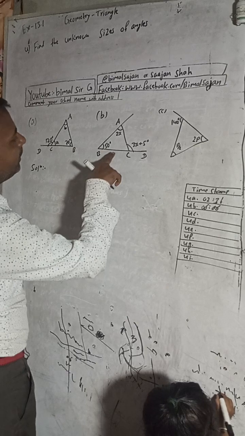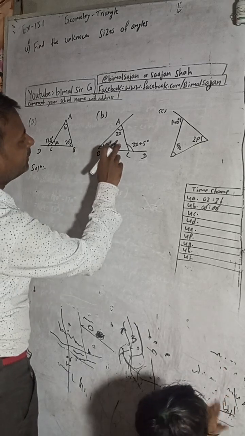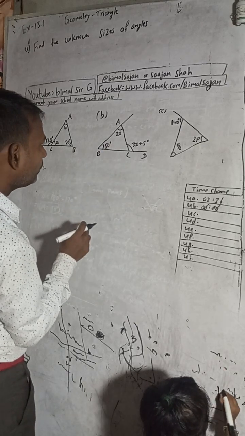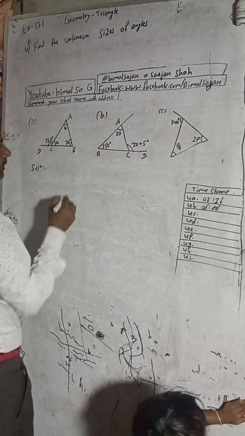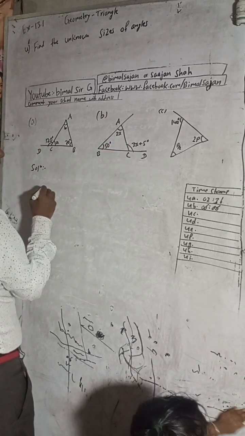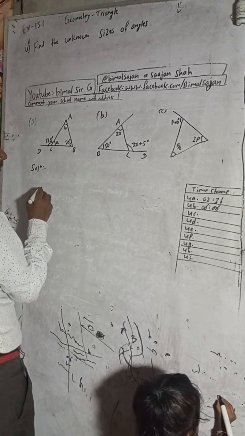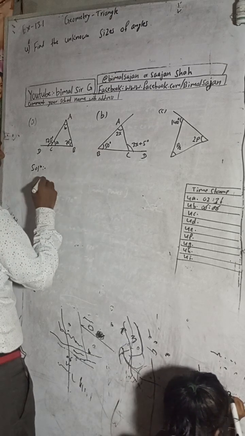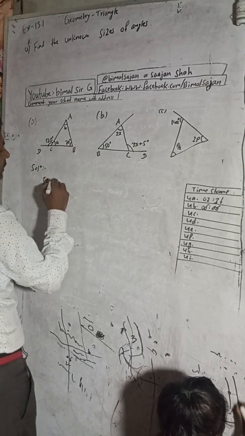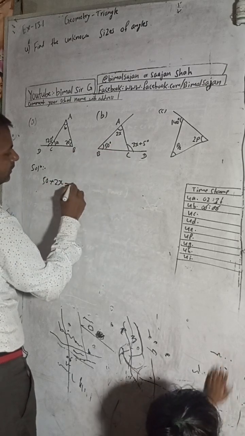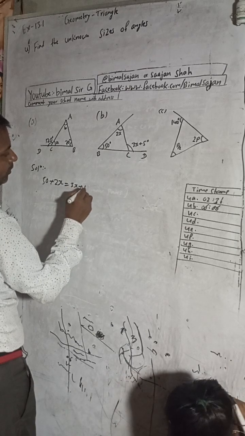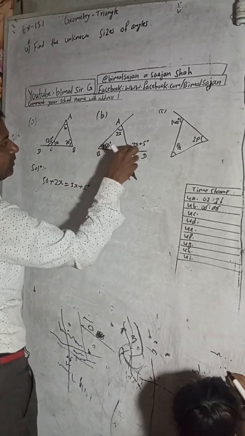Now nothing is given here. So what we can write here is this angle plus this angle, and this angle we can directly write: this 50 degree plus this 2x degree is equal to this 3x plus 5 degree. Okay, this plus this is equal to this.